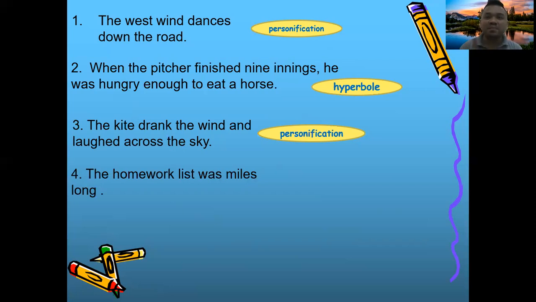What about the homework list was miles long? The homework list was miles long. Can you type your answer in the comment section? Yes, it's hyperbole. We are exaggerating. The homework list is miles long. It's impossible. So this is our lesson for today.